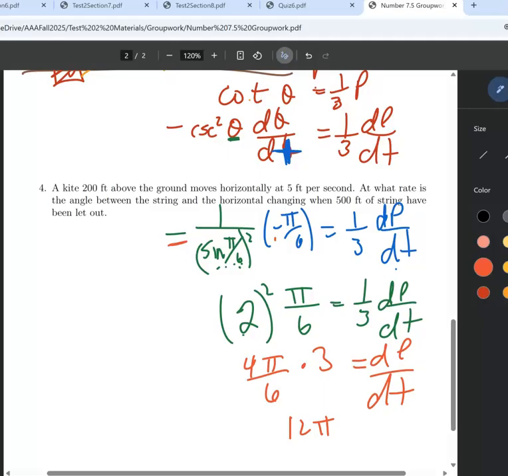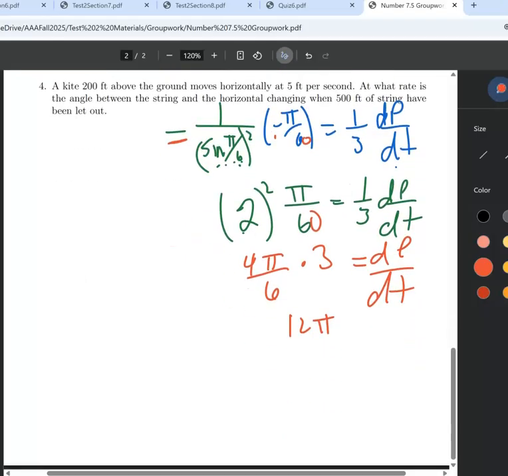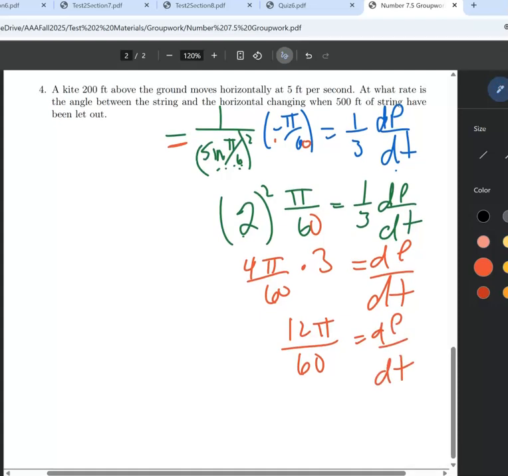Gosh, I'm making mistakes all over the place. Pi over 60 dp over dt. And so that's a fine answer, or you could say that that's pi over 5. Sorry about that. Okay, so let's move to this last one here.